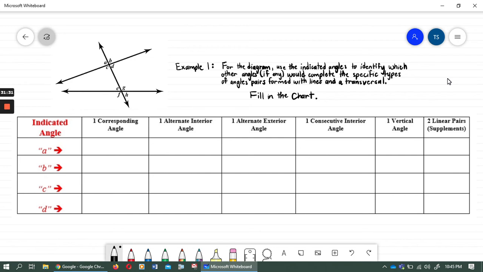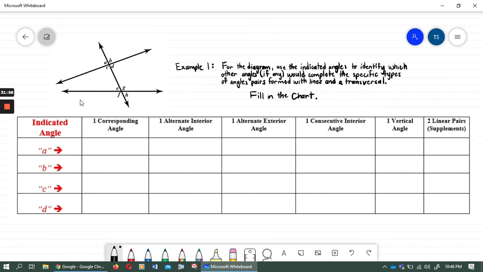Alright, so guys, example 1. It says for the diagram, and you can see that diagram right there. Don't act like you don't see that. For the diagram, use the indicated angles to identify which other angles, if any, would complete the specific types of angle pairs formed with lines and a transversal. So it says here, fill in the chart.